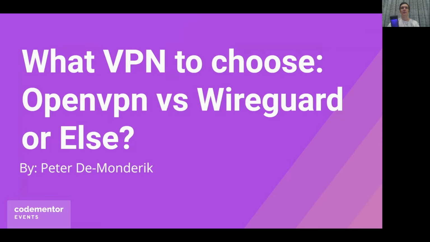Hello everyone. Today I'm going to give you a talk about what VPN to choose, and then let's discuss the pros and cons of OpenVPN and WireGuard, because I think these are the most useful protocols that you can use for establishing VPN tunneling between your endpoints.